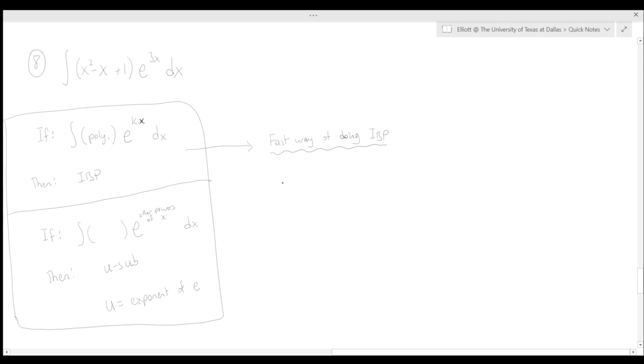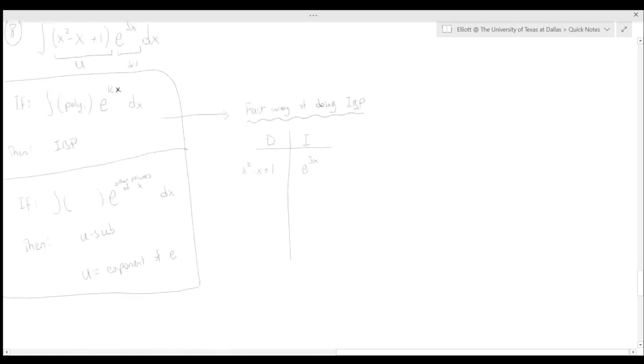So here's how it works. You'll set up a table, and at least from what I've seen you guys doing, you're going to label one column as D for derivatives, one column as I for integrals, or integrating. And in the derivative column, you're going to put down your choice for u. And if you remember from our acronym, we pretty much never choose exponentials for u. So therefore, we're going to choose u to be the polynomial, the algebraic expression. Then whatever your dv is, that's going to go in the integral column. And I don't care too much about the dx for this, so I'll just leave that out. Okay?